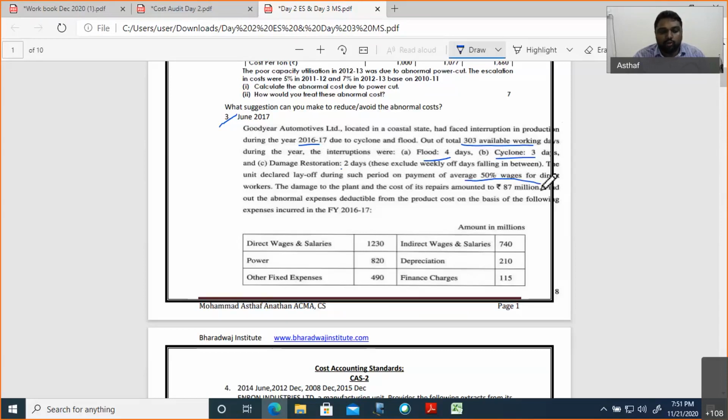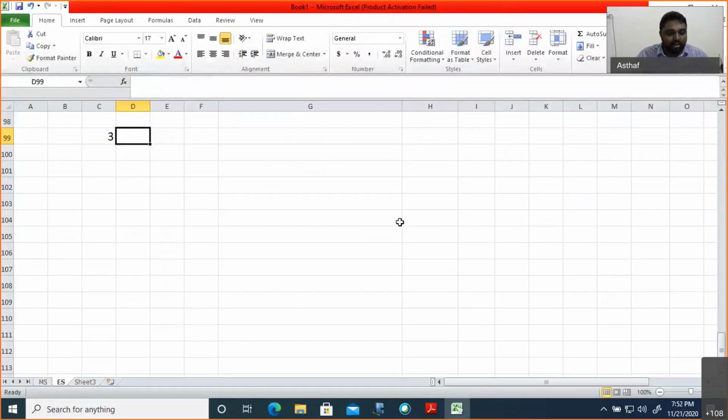So during this period, the wage is paid for 50%. So those wages are abnormal cost, because there is no production, we are paying the wage, it is an abnormal cost. The damage to the plant, cost of repair is 87. Fixed overheads out of abnormal cost, deductible for product cost on the basis of 4 to 8. So I am ready, we can find out.